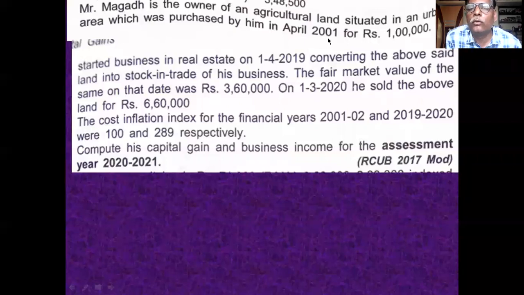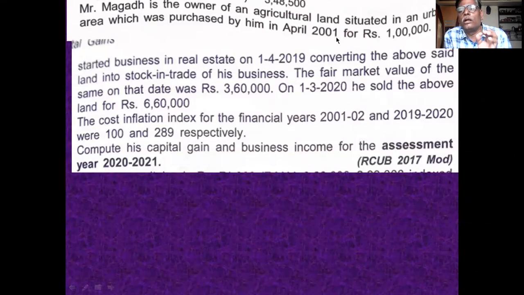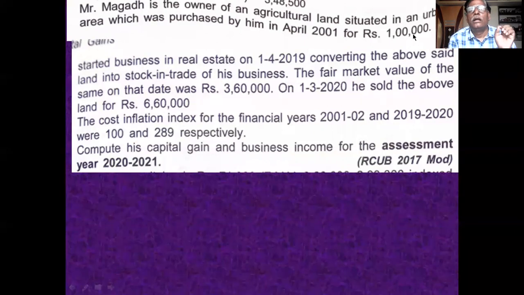April 2001 is nothing but the year starting from April and ending on 31st March 2002. This is the point you have to remember. So acquisition of that land is in the year 2001-02. It is acquired in the year 2001-02 for rupees 1 lakh. You remember this. This is the point.